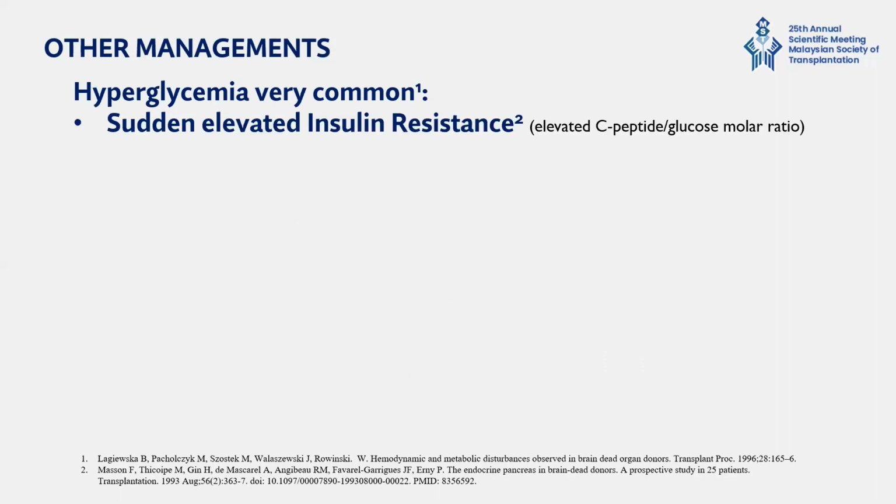So other management includes hyperglycemia, which is very common. This is due to a phenomenon seen after brain death, where there is a sudden elevated insulin resistance, when they noticed an elevated C-peptide over glucose molar ratio. And this study was done when they did procurement of the pancreas, so they could measure insulin resistance directly on the pancreas.